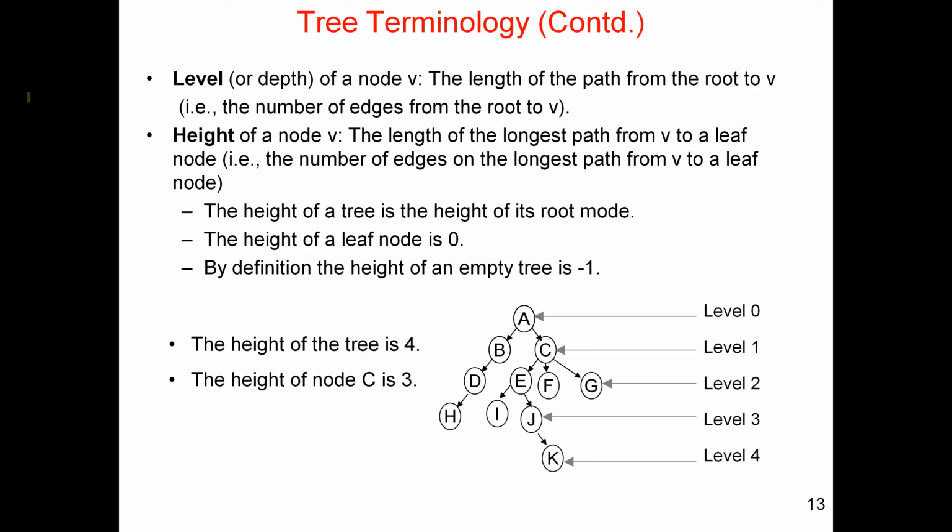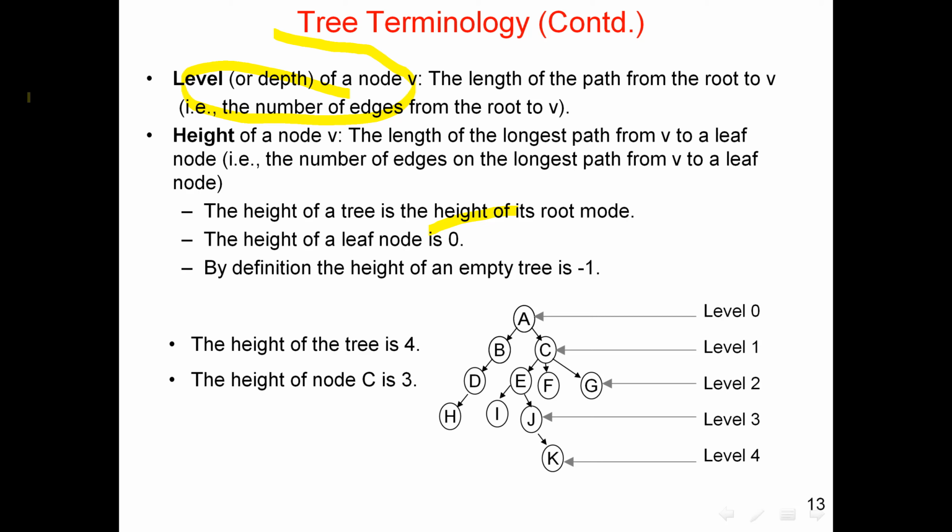Now we are going to look at the level and the height. The level or depth of a node is the path from the root to the leaf. That means we talk about the number of edges from the root to B, and height is from the leaf node to the root.